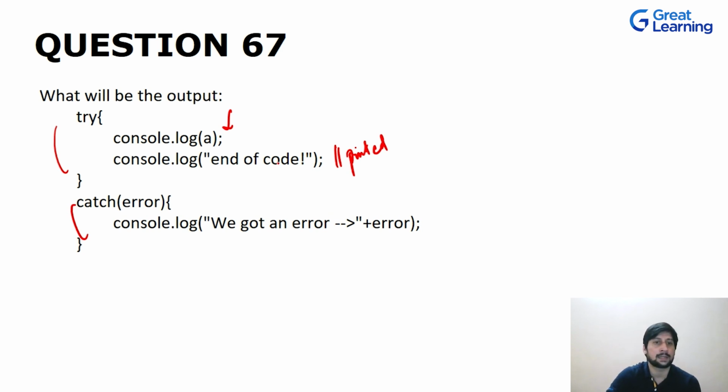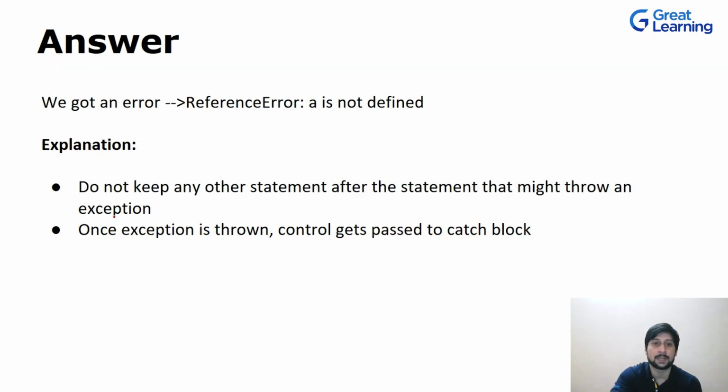So whatever is the line of code after this try block, after this statement wherein we will get an error that this A has not been defined, we'll go to the catch block and we will never come back to this statement and print it. Okay, so the output will be again the same. We got an error and the reference error is A is not being defined. Okay, so do not keep any statement after the statement that might throw an error, that is in the try block. Once the exception is thrown, control gets passed to catch block.